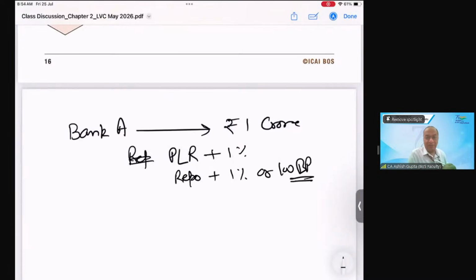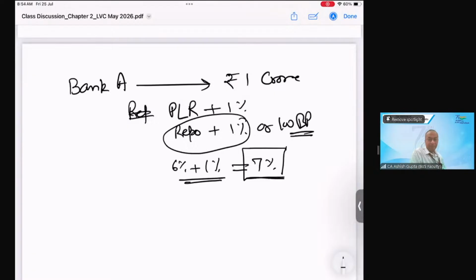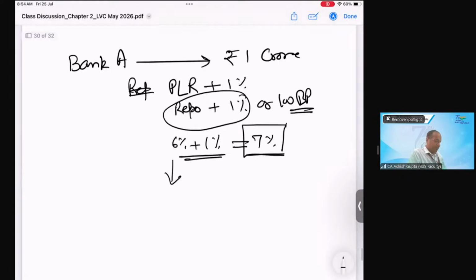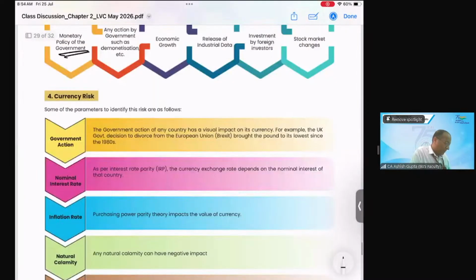Now you have deposited 1 crore rupees with the bank, and today's repo rate is 6%. Accordingly, you will get an interest rate of 7%. Now tomorrow RBI, as per its monetary policy, reduces the repo rate to 5%. So of course your deposit will earn interest at 6% per annum. So this is a kind of risk, and it generally depends on the monetary policy of the government.